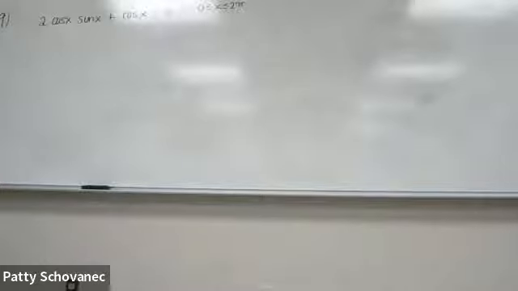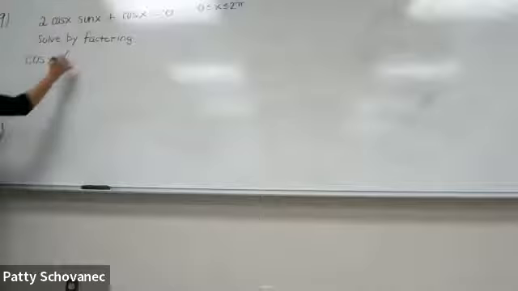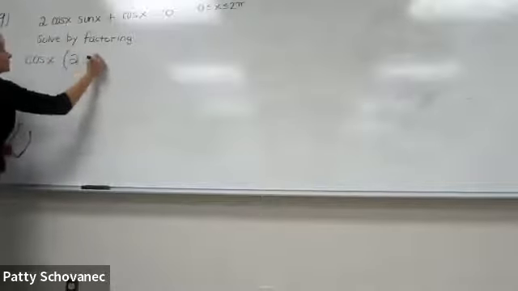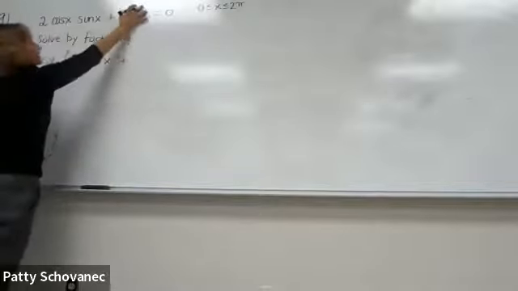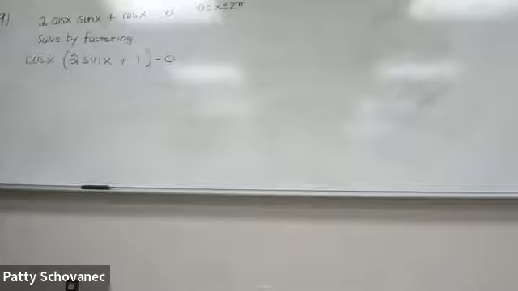So when I pull that one out of here, I've got 2 times the sine of x as my first term. And if I pull it out of here, I'm going to have to put a 1 as the placeholder here. So now I take each of the factors and set them equal to 0 and solve for the trig function. The first one says that the cosine of x is 0. I'll come back to that. Then 2 times the sine of x plus 1 is 0.